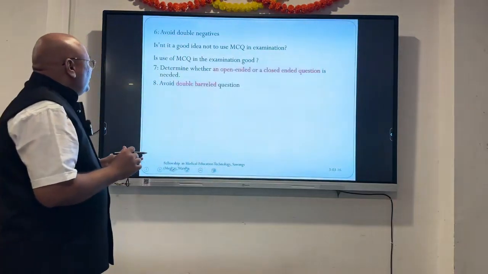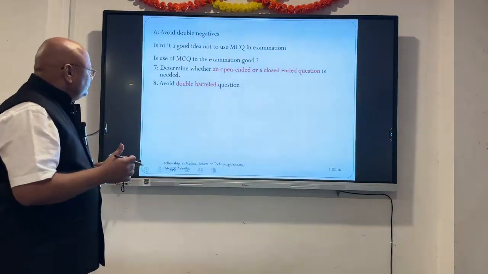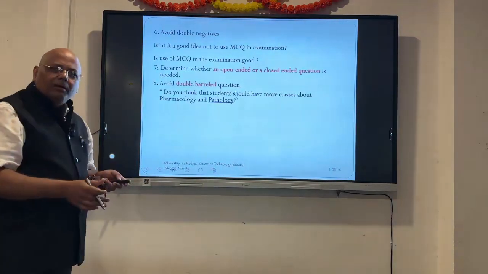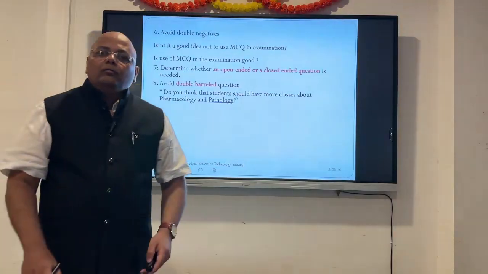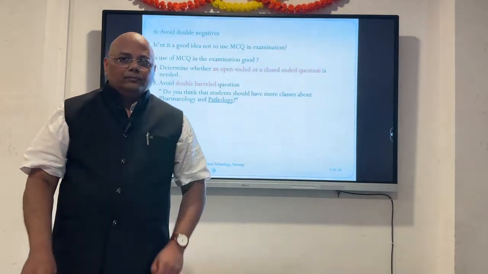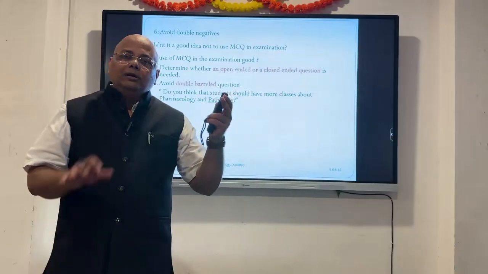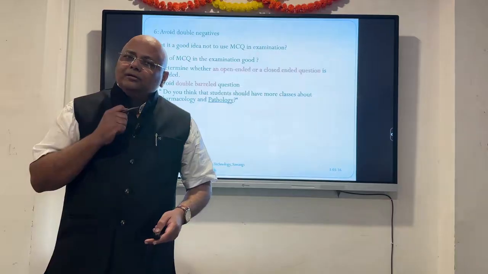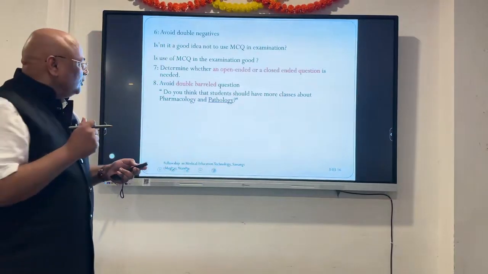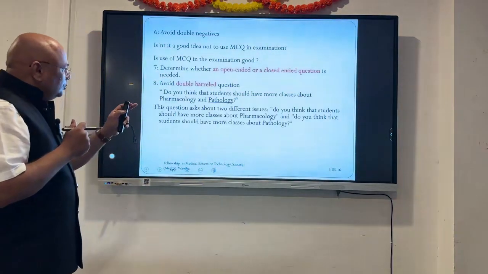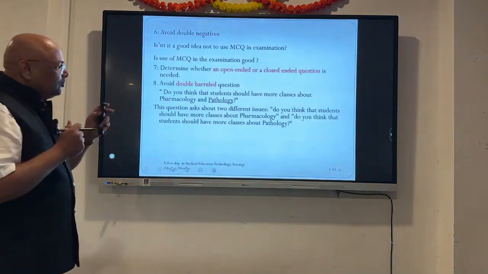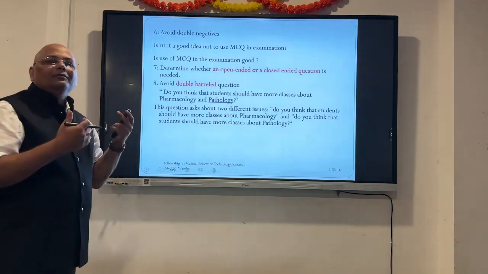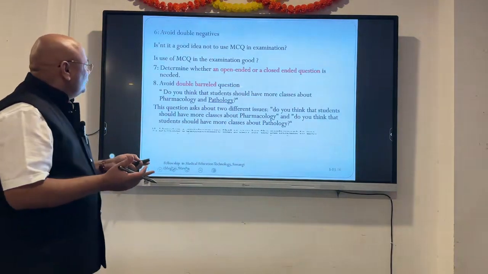Avoid double barrel questions. What is a double barrel question? See, "Do you think that students should have more classes about pharmacology and pathology?" This is a double barrel question. Suppose I don't want more classes of both pharmacology and pathology, or somebody wants more classes in pharmacology and fewer in pathology, or more in pathology and fewer in pharmacology. Where will the person respond? So instead of one question, ask two questions. Do you think that students should have more classes about pharmacology? And second, do you think that students should have more classes about pathology? So in this way.